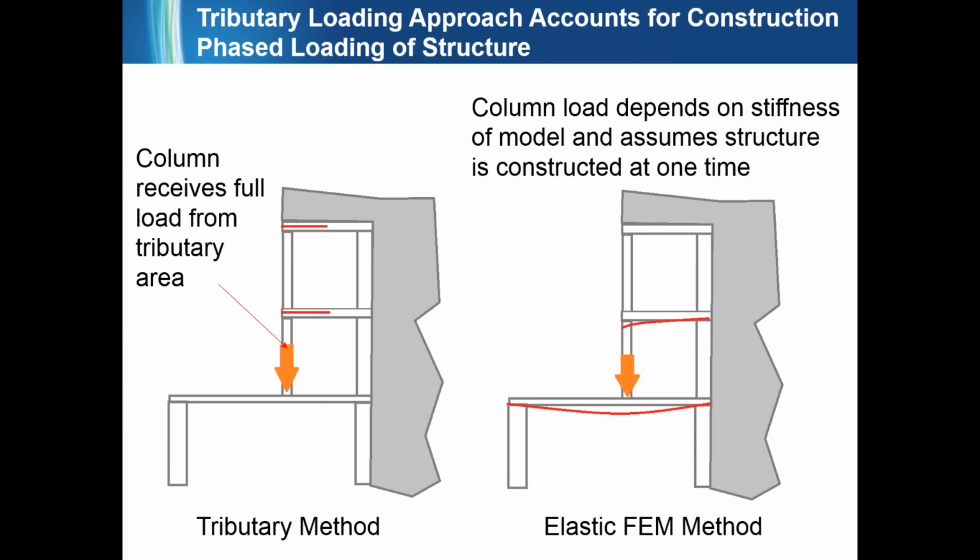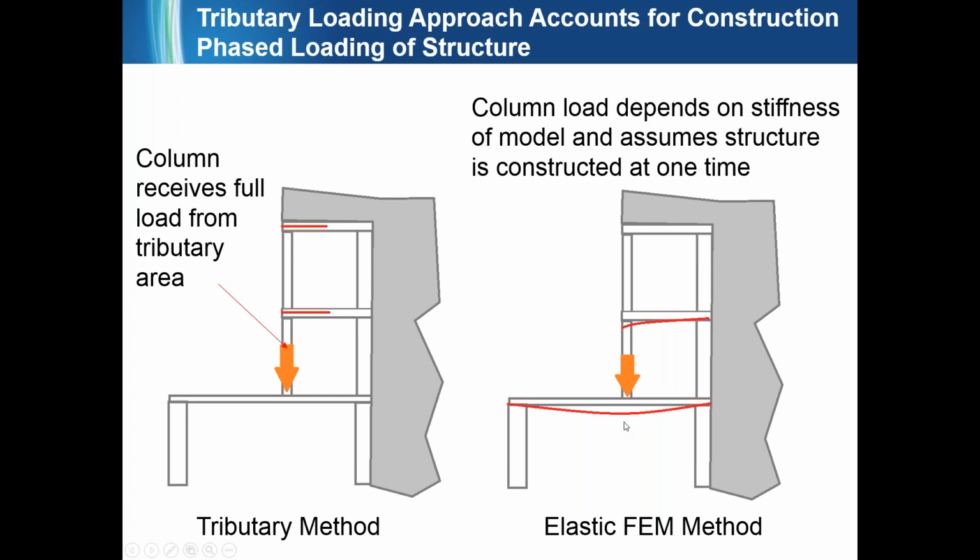In a scenario like this where you have this gray shape indicating some other portion of your structure, if you have this kind of transferring condition in the tributary method, the column here is going to receive half of the load from this floor and half of the load from this floor or roof, and all of that will be considered in the loading that you're capturing here.